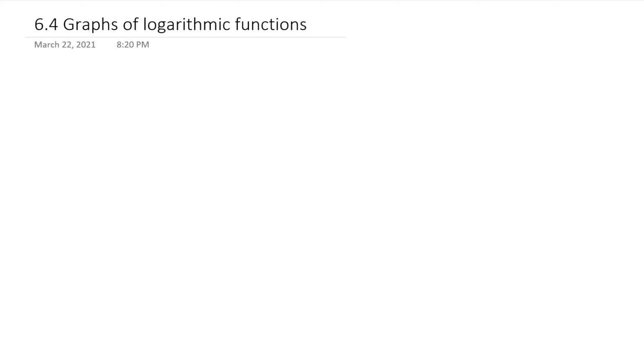Now this is an introduction to the graphs of logarithmic functions, and I will start with the population model. So suppose I have a population at time t, where t is in years, and the population is 100 initially, and the model is the following. This is 2 actually, so e to the 0.02t.